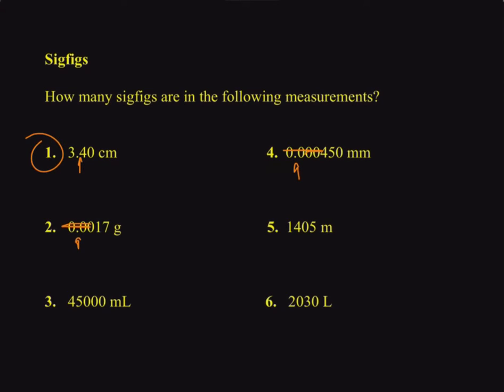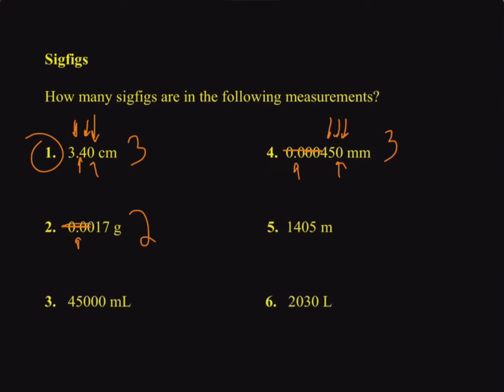This first one doesn't have any zeros on the left, so that means we're going to count all of the other digits. So that's 3 digits. That has 3 significant figures. This one over here has 3 significant figures. The 0 on the right in both of these count because there's a decimal point. So this one also has 3. This one down here has 2, just the 1 and the 7.